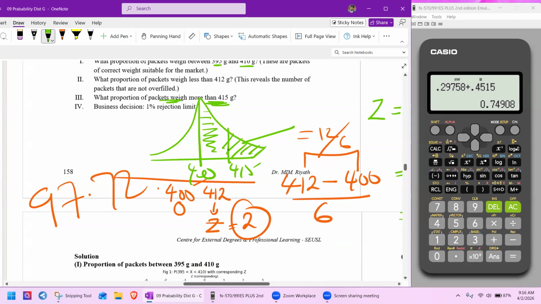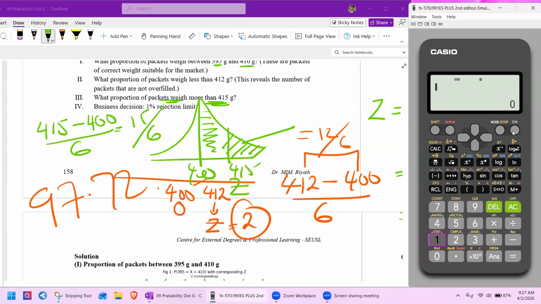Before that, we have to convert to z. How do we convert? X equal 415 minus mu 400, with standard deviation 6. So the difference is 15 over 6, which is 2.5. Now we look up the probability of 2.5.